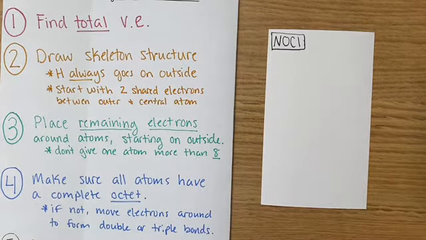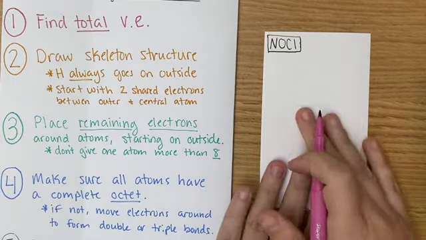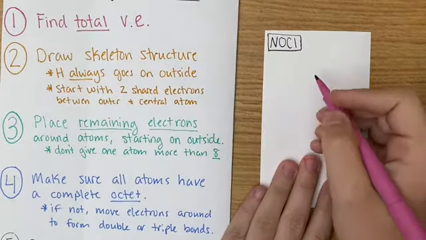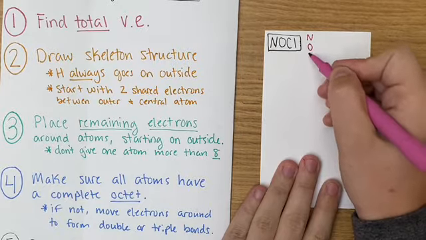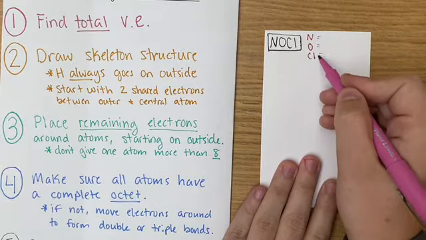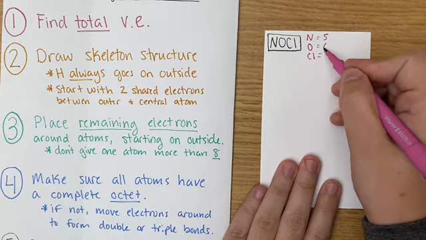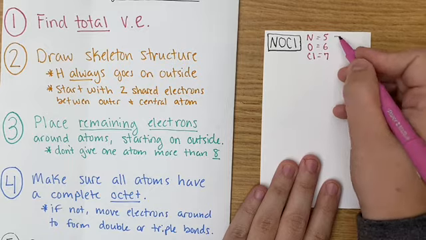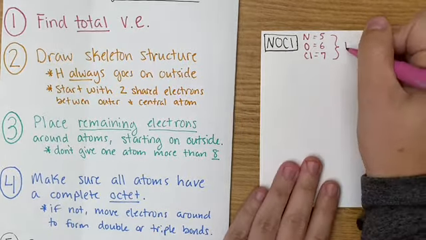So we're going to work through the Lewis structure for NOCl. This time I'll show you what it looks like to actually draw it out step by step. Step 1 is find the total number of valence electrons. We have a nitrogen, an oxygen, and a chlorine. We only have 1 of each, so we just need to know how many valence electrons they have. If we look on the periodic table, nitrogen has 5, oxygen has 6, and chlorine has 7. So together, that gives us a total of 18 valence electrons.